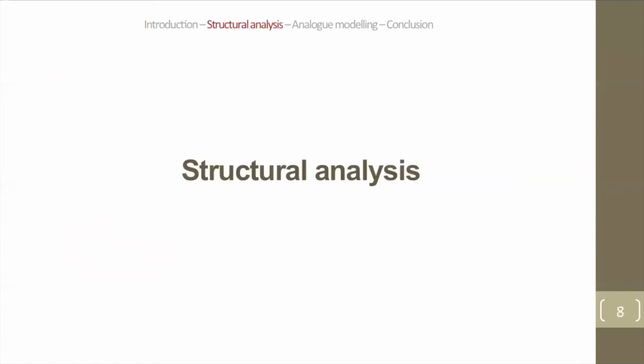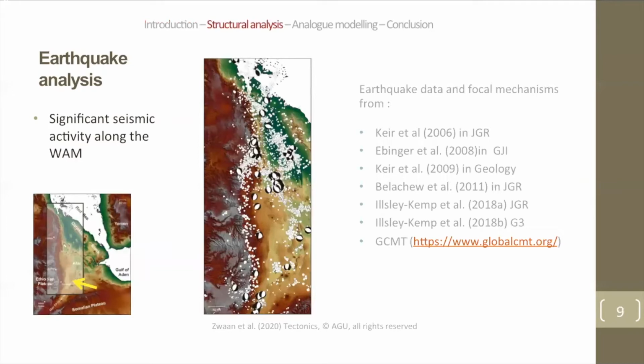So let's start with the structural analysis. What is shown here is the earthquake analysis and a map of all the earthquakes from the sources shown here to the right. And what you can see is that you have the rift axis in Afar quite clearly visible. However, the Western Afar Margin itself is also quite active. So it's not yet a passive margin, it's still an active rifting margin.